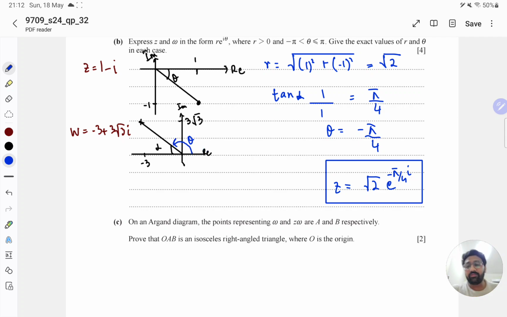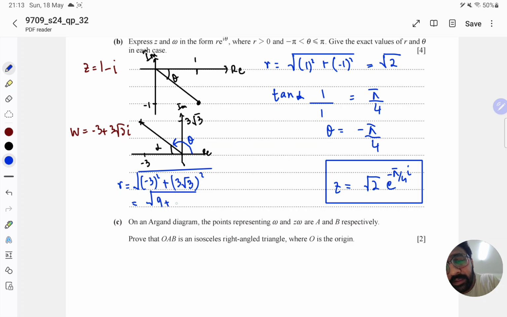Now let's find out the r first. So r will be equal to the square root of minus 3 whole squared plus 3 square root of 3 whole squared. So 9 plus 3 square root of 3 whole squared is 27. So the square root of 9 plus 27 is the square root of 36. Square root of 36 will give you the value of r as 6.